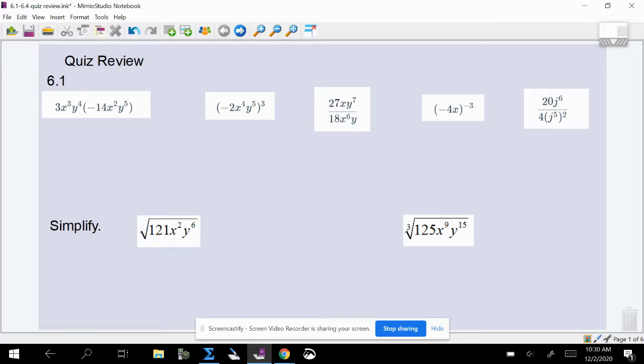I copied and pasted some questions from Delta Math, and then I had some other ones that I had already that I thought were really good matchups for what you have to do. So we're going to start with exponent rules, because that's going to be the first thing on your quiz: working with your exponent rules.